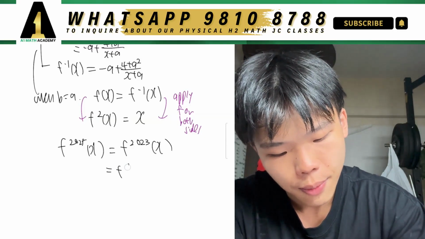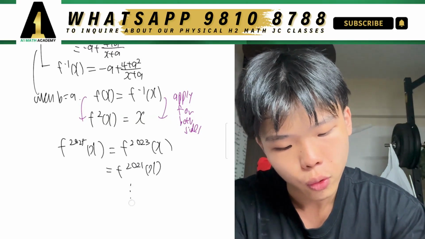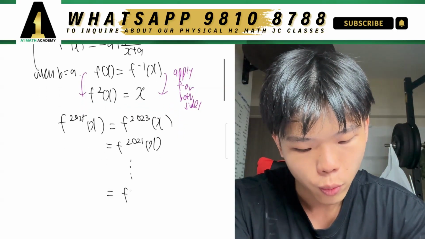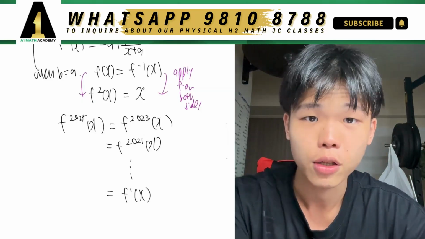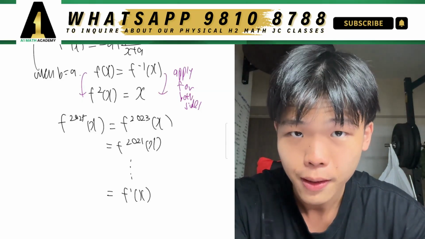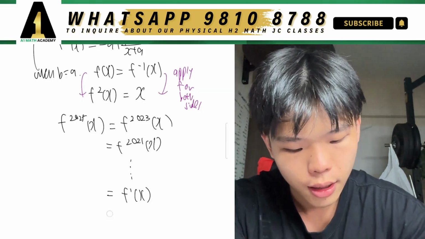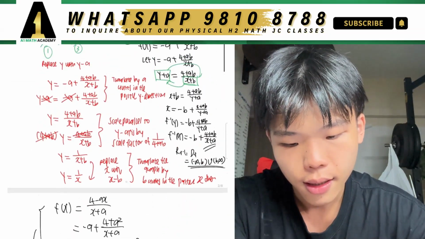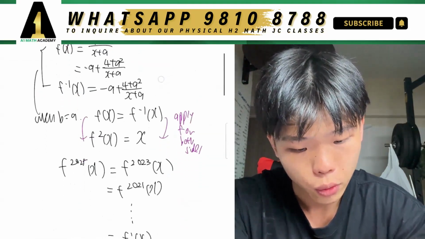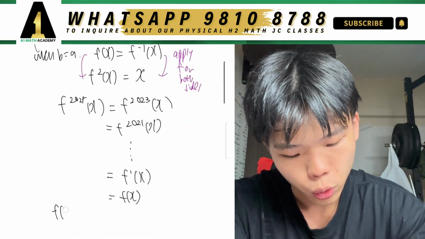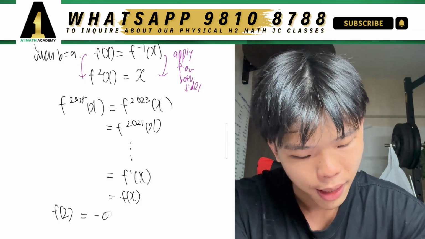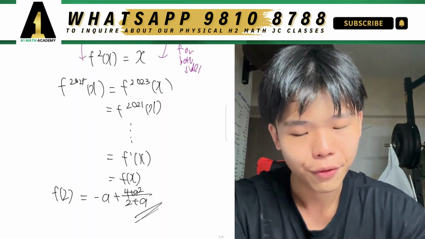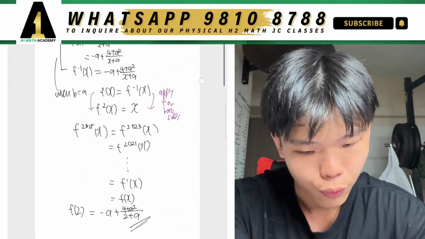And then this one is the same as f^2021(x), and then of course you go all the way down and you repeat all the way. Eventually you reach the point where you just get f^1(x) over here, and then you realize that the pattern cannot repeat again because 1 is not a multiple of 2. So it's the same thing as f(x), and they want us to find the function value when x equals 2. So when x equals 2, you get f(2), and therefore you get minus a plus (4 plus a squared) over (2 plus a) as the final answer to this entire question.